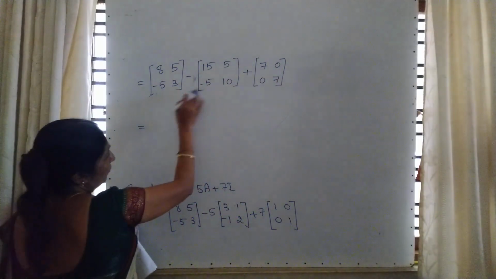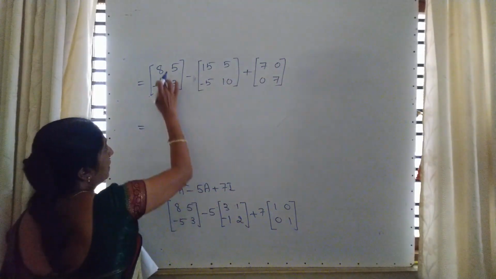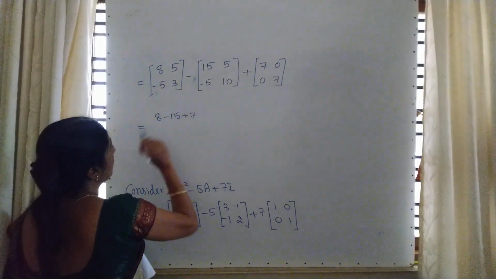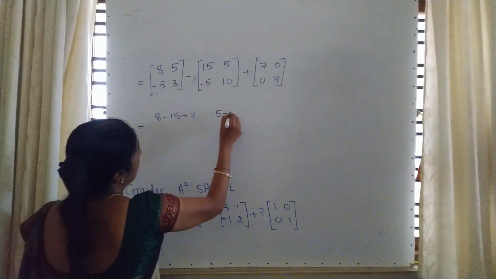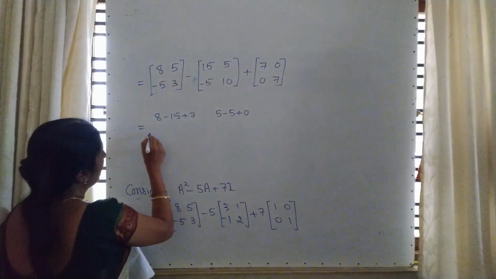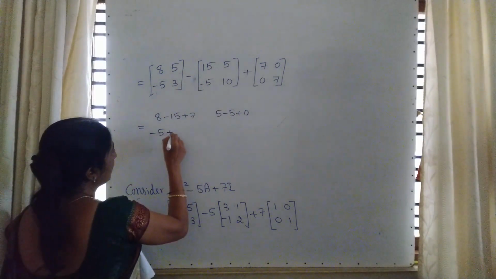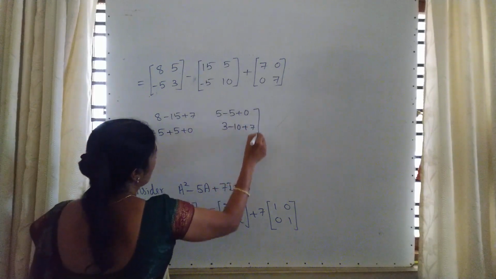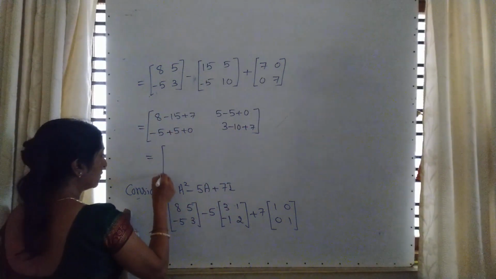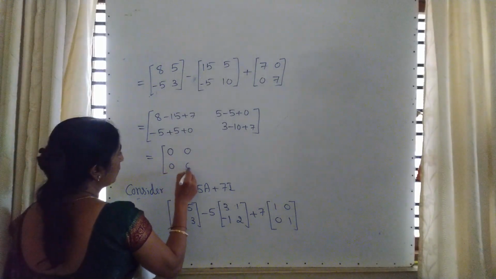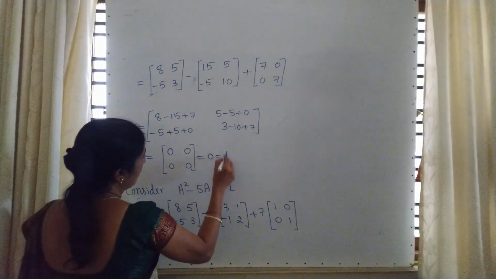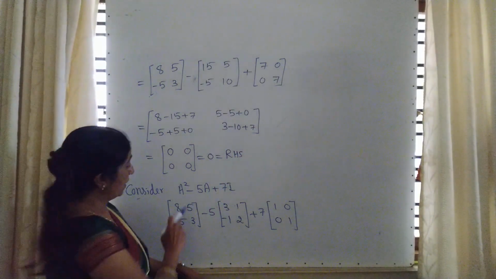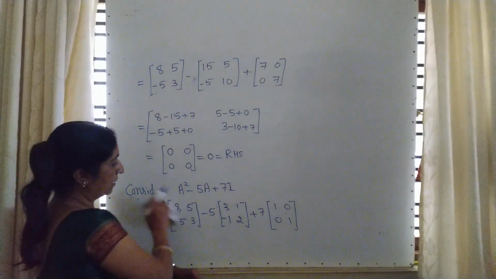See here, only 3 matrices are there according to the sign. Take all the first elements: 8 minus 15 plus 7. Then take all the second elements. Like that for the second row. This minus into minus becomes plus. Next 3 minus 10 plus 7. Solve this. This is 0, this is 0, this is 0, this is 0. So you will get a 0 matrix, that is 0. Is it the RHS or what? That is the RHS, because the question is prove that A square minus 5A plus 7I is equal to 0.